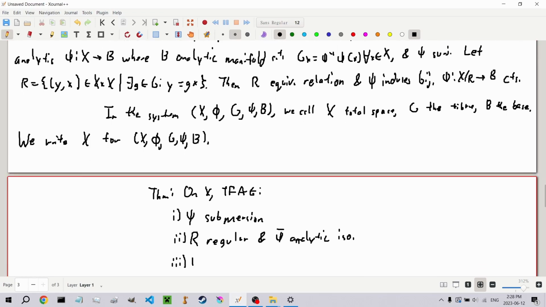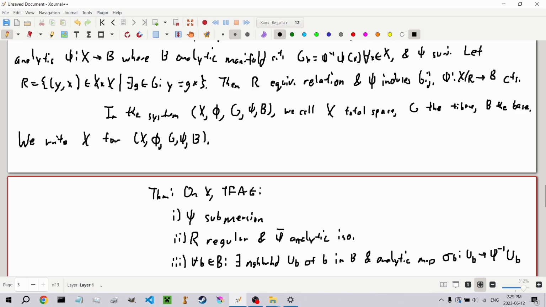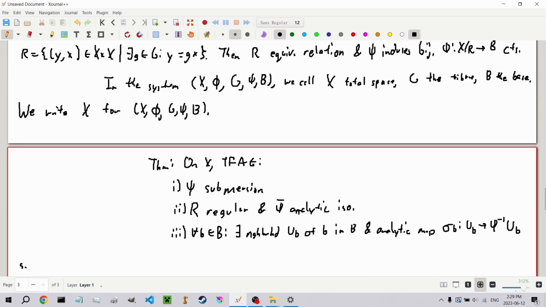Thirdly, for all B and B, there is a neighborhood UB of B and B, and an analytic map CB sending UB to C inverse of UB such that C of sigma B is identity on UB.